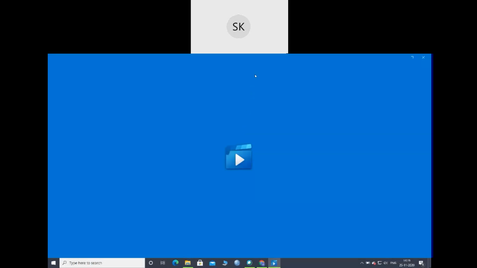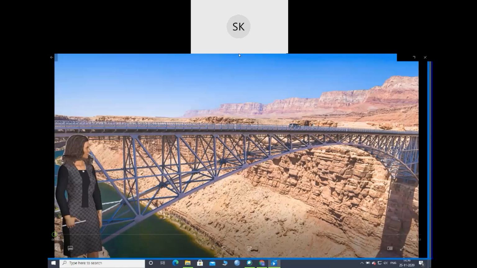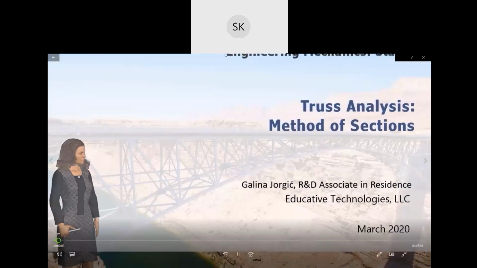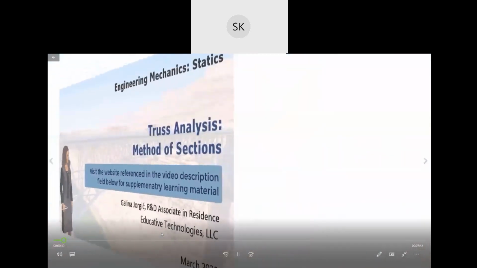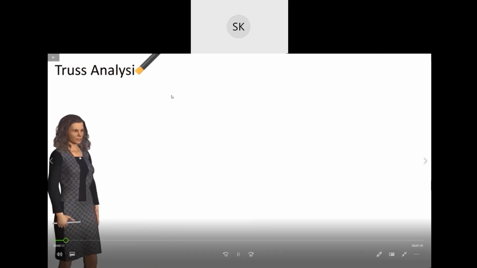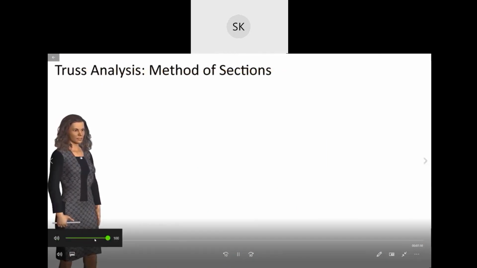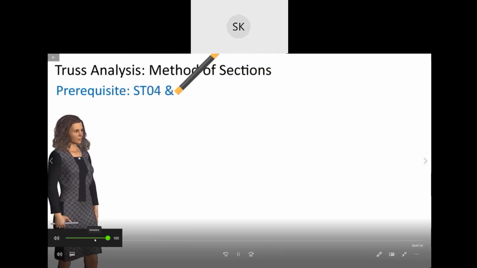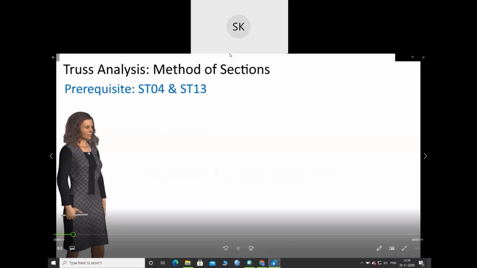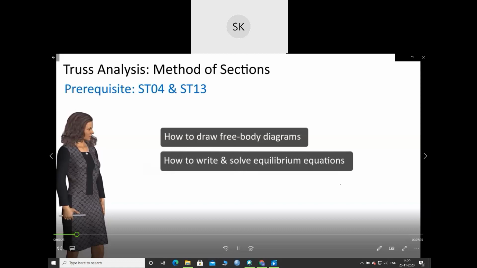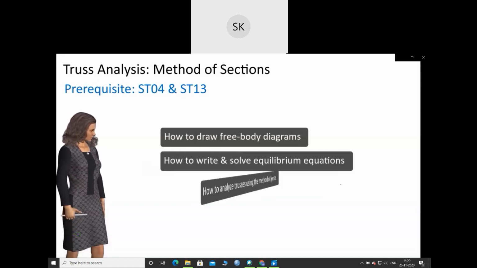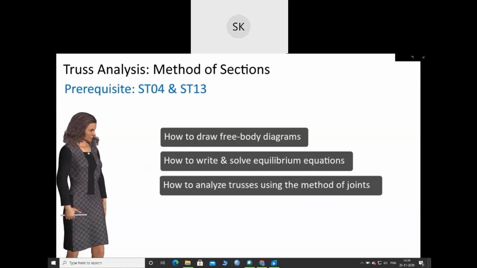Now let's discuss the method of sections. This lecture covers the analysis of statically determinate trusses using the method of sections. Please review the previous lectures before continuing with this presentation. More specifically, you need to know how to draw free body diagrams, write and solve the static equilibrium equations, and be familiar with truss analysis using the method of joints.